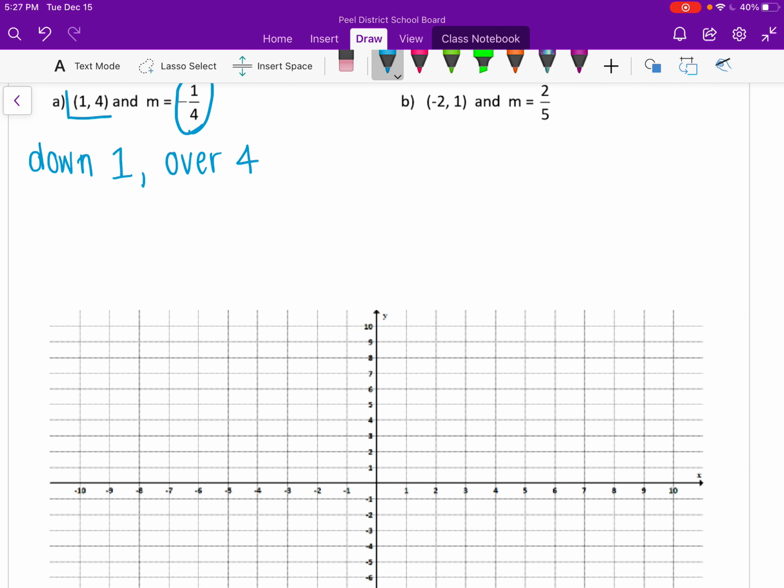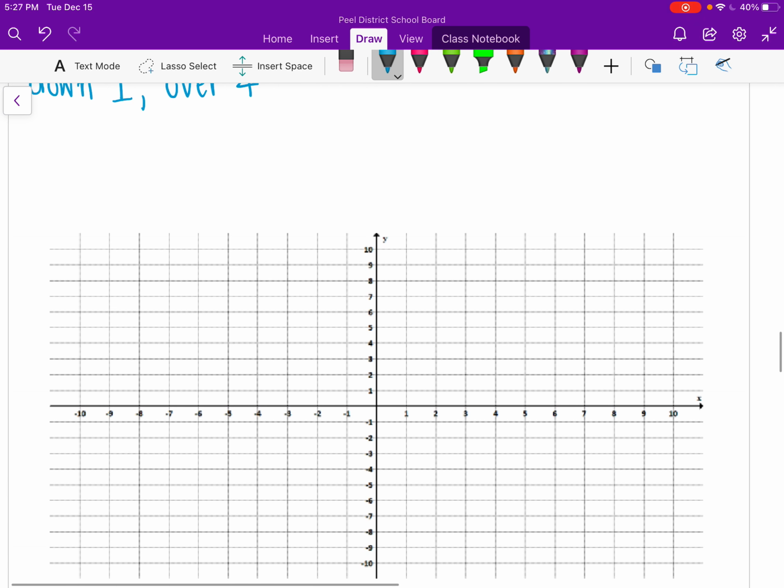And the 1 over 4 kind of just gives us a starting point. So let's go and find 1. 1, 2, 3, 4. So this is going down 1. So I'm going to go down 1 over 1, 2, 3, 1, 2, 3, 4 to 5. So I'm going to put my second point there. Okay, so down 1, down 1. So I started here, 1 and 4, down 1 over 1, 2, 3, 4. So I'm going to put my point there.